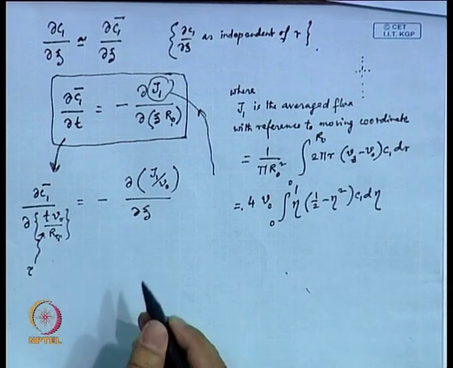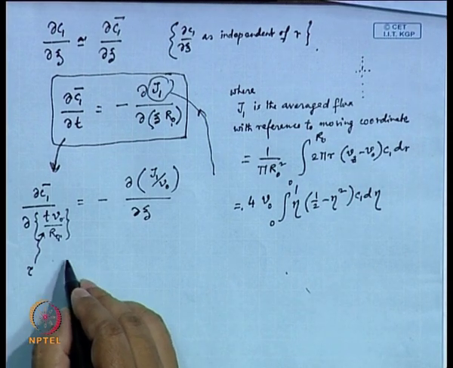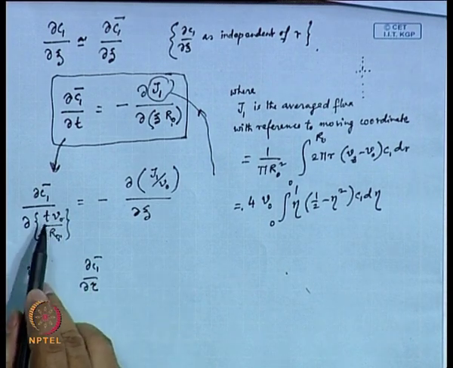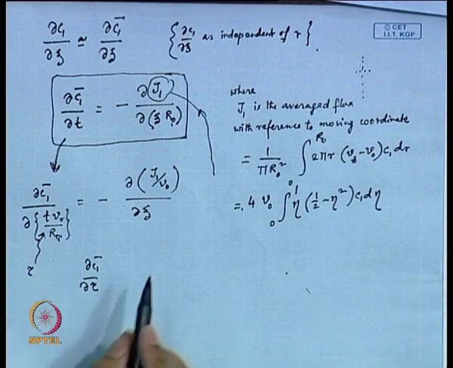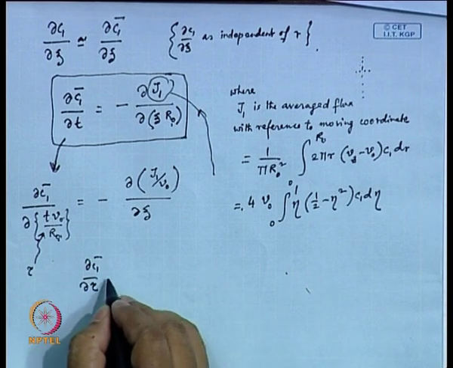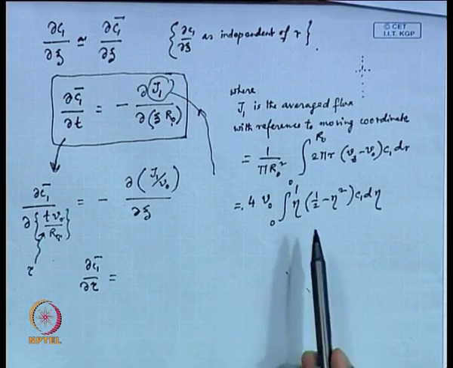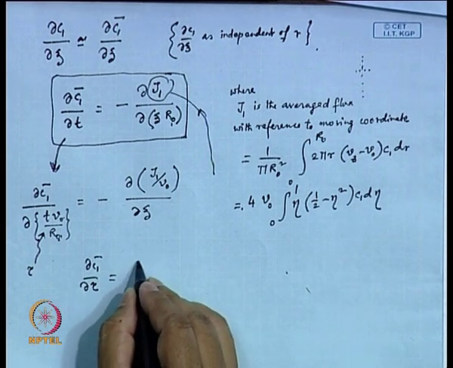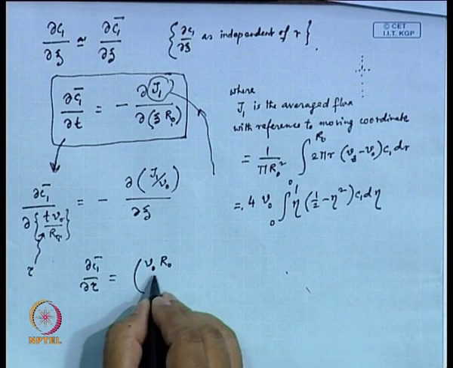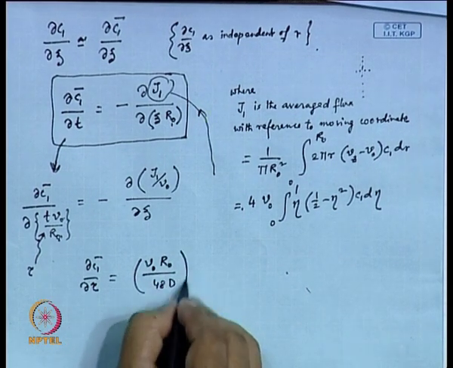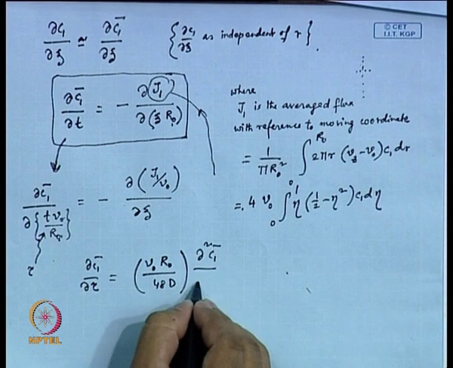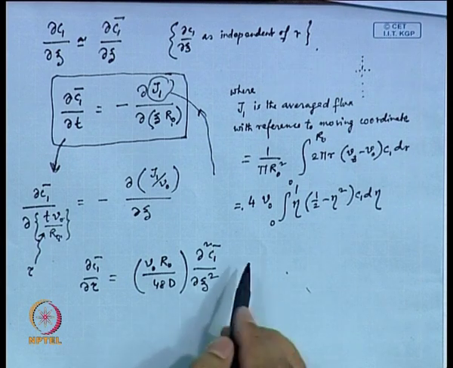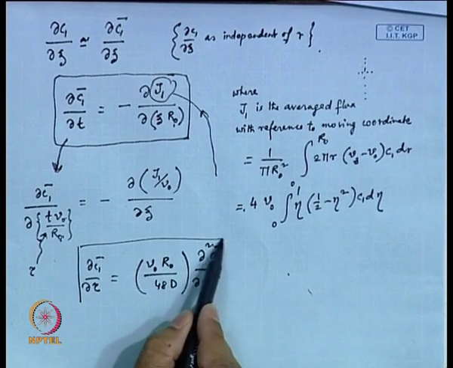So, this left hand side you are calling del C1 bar del tau, because tau is this quantity T V0 by R0. So, del C1 bar del tau is equal to, on the right hand side you have to replace this J1 by this quantity. So, what you would end up with is V0 R0 by 48 d, del square C1 bar del zeta square. Okay, so this is the expression that you will have in that case.